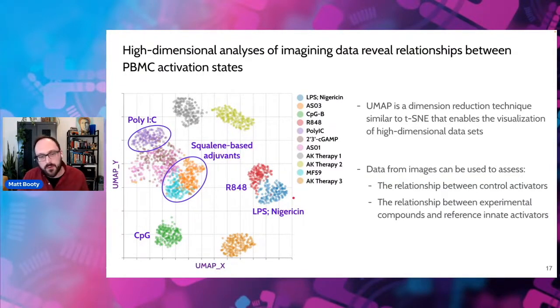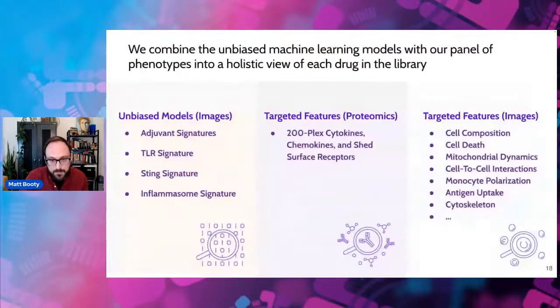So the value of this approach comes when you apply your experimental compounds and put them into the space, because then for any experimental compound, you begin to understand how it is associated with these reference innate immune activators, and if in fact it's associated perhaps with multiple innate immune activators. So this really forms the basis of our screening technology. We use these unbiased models, which we often term signatures for various TLRs, STING, et cetera.